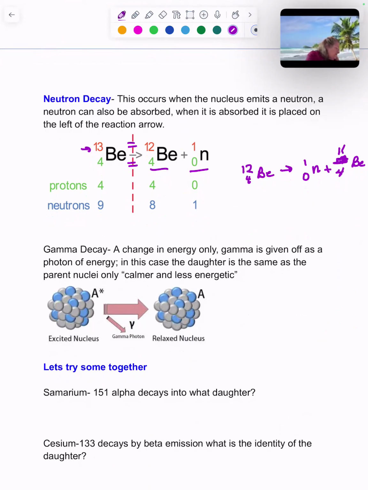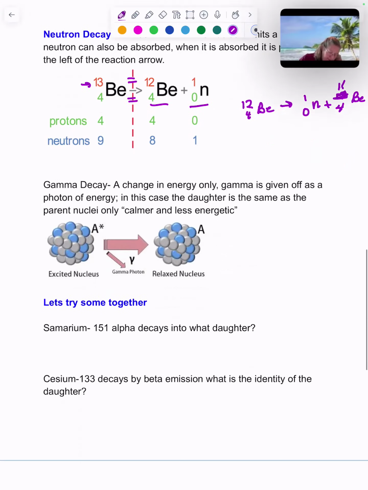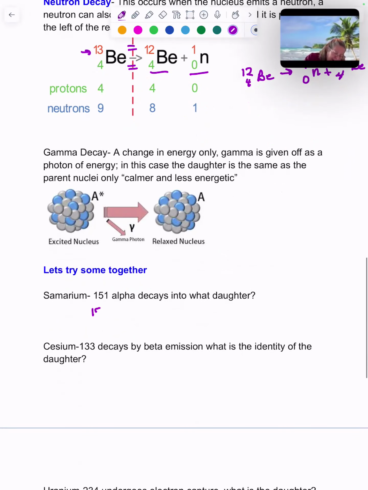So let's try some of these together. We're going to do samarium 151. To start this, we're going to put the mass 151. Samarium is element Sm, and its atomic number on the periodic table is 62. It's going to alpha decay. So we've got a 4 over 2 He.